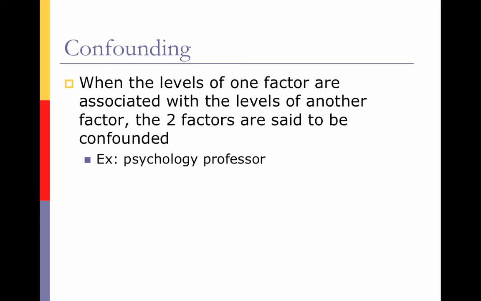So we would call the teaching style as well as the semester confounding variables, because both could have an effect on the results. The psychology professor should really have taught the same class in the same semester 2 different ways and then compared the results. That would eliminate the confounding variable.